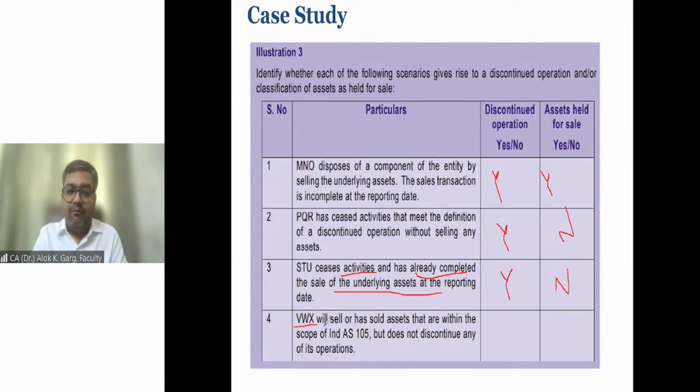VWX will sell in future or has sold some assets that are within the scope of Ind AS 105 but does not discontinue any of its operation. It means it is a disposal group held for sale, but of course it is given in the question that it is not a discontinued operation. Is that right?